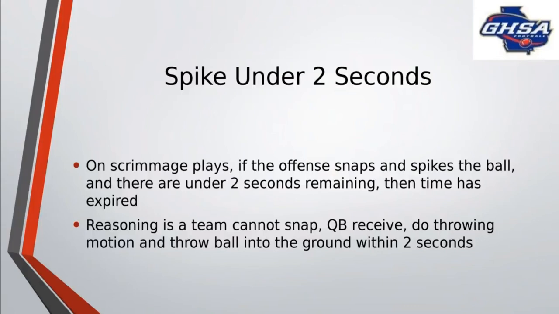On scrimmage plays, if the offense snaps and spikes the ball and there are only 2 seconds remaining, the time has expired. The reason for this is a team cannot snap, QB receive, throw motion, ball into the ground within 2 seconds. Even if a quarterback can do that, you still have to factor in the time for the electronic clock operator to see it and click the button. It's just a lot going on in 2 seconds. So if there's 1.9 seconds remaining, 1.7 or 0.8, they try to spike the ball, not going to happen. The quarter, half, game is over.